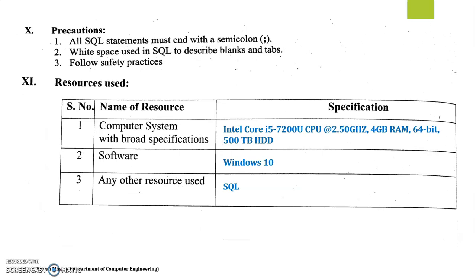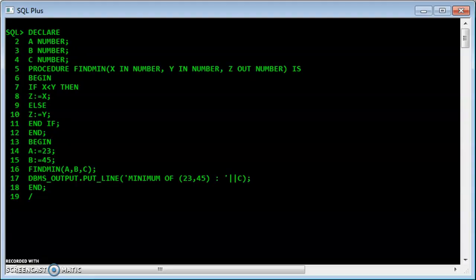Precautions: all SQL statements must end with a semicolon. White space in SQL is used to describe the blanks and tabs. Follow safety practices, and these are the actual resources configuration that is used for performing this experiment.